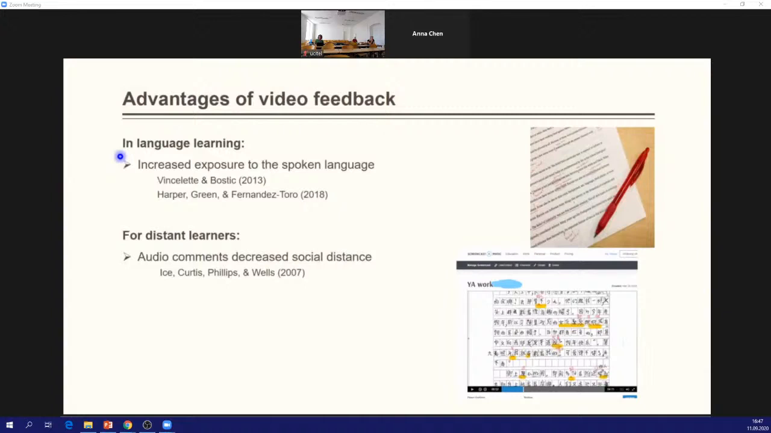There is an additional benefit of video feedback for language learners. When the teacher or the marker reads out students' writing in the video, they provide students with an additional opportunity to hear the language, and this increases exposure to the spoken language. Furthermore, when online distance learners heard audio feedback, they felt less social distance. I believe that all these advantages made video a good vehicle for delivering feedback to my learners when they were abroad.